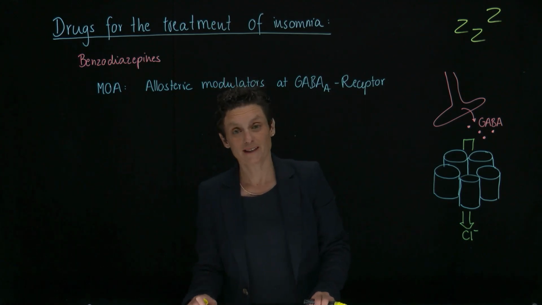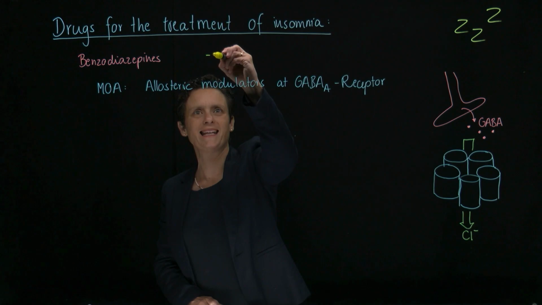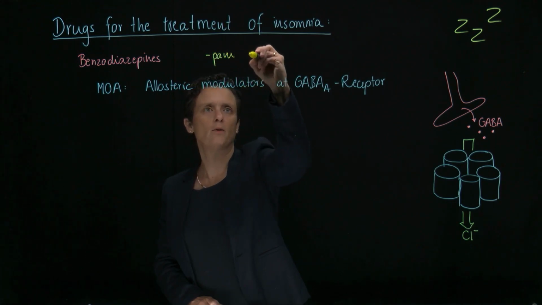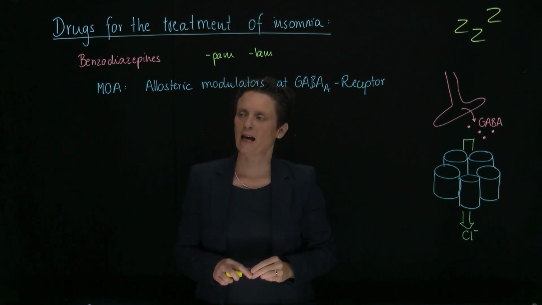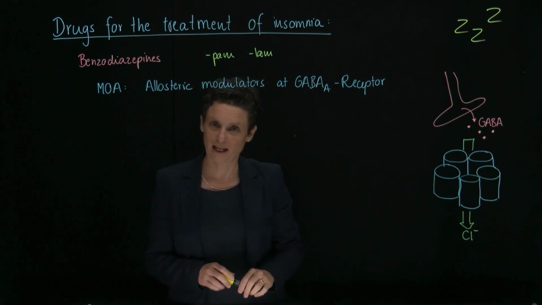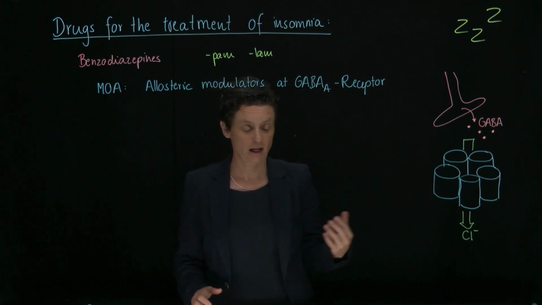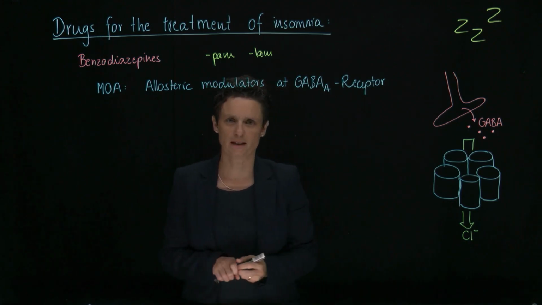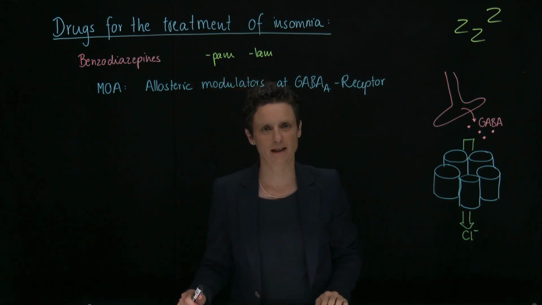Let's talk a bit more in detail about the benzodiazepines. Please remember they all end with PAM or LAM, things like diazepam, triazolam, midazolam. And let's think about their mechanism of action. They have actually a very specific, very interesting pharmacologic mechanism of action. They're so-called allosteric modulators at the GABA A receptor.